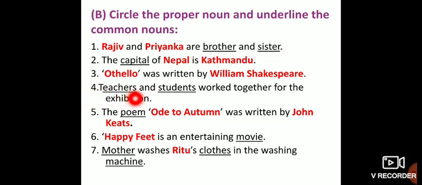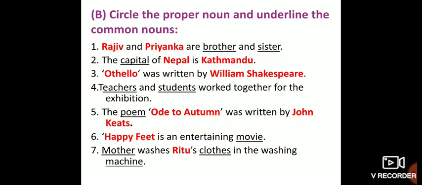Fourth, teachers and students worked together for the exhibition. So in this sentence, we do not have any proper noun. Here teachers and students, these are your common nouns. And along with that, just underline exhibition also. Exhibition is also your common noun. Clear?